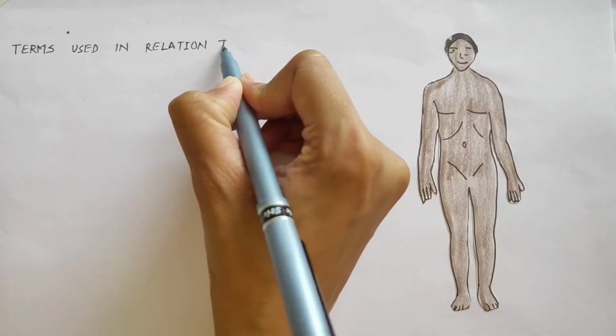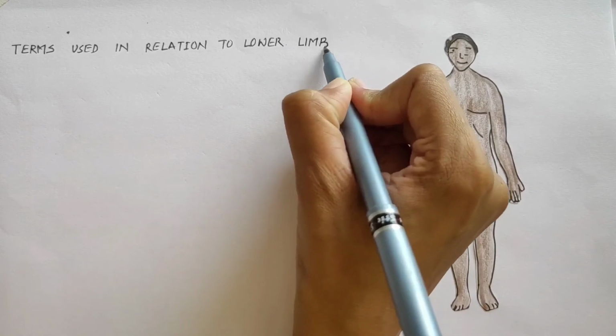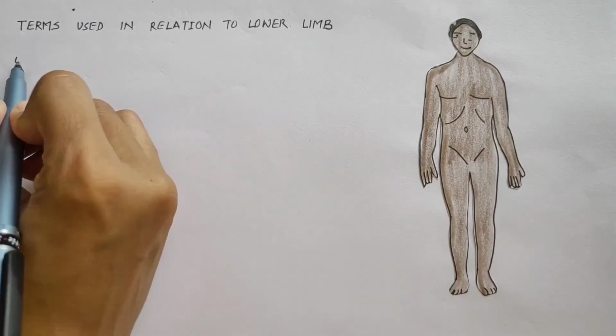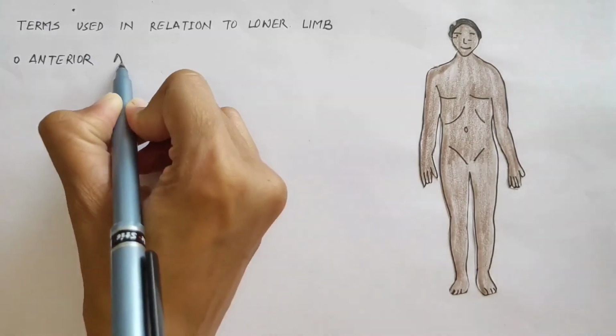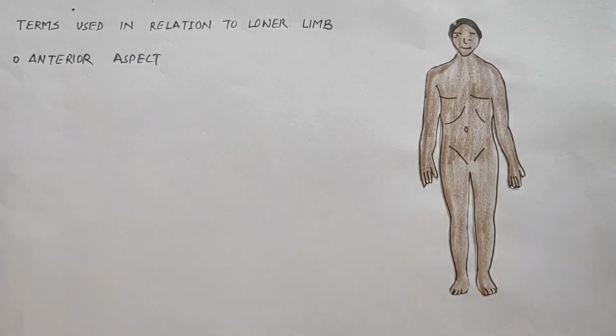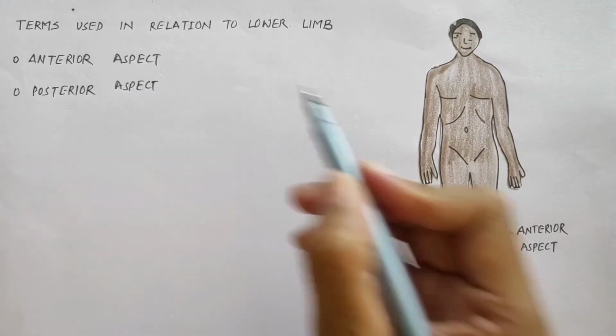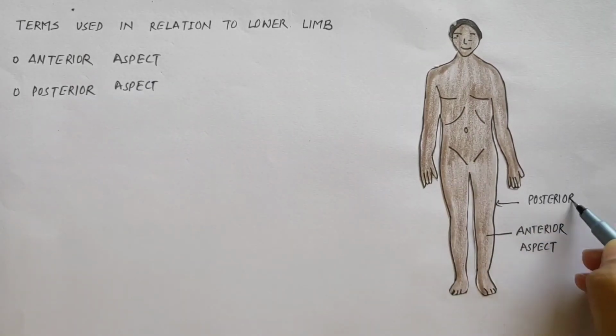Terms used in relation to lower limb. Anterior aspect is front of lower limb. Posterior aspect is back of lower limb.